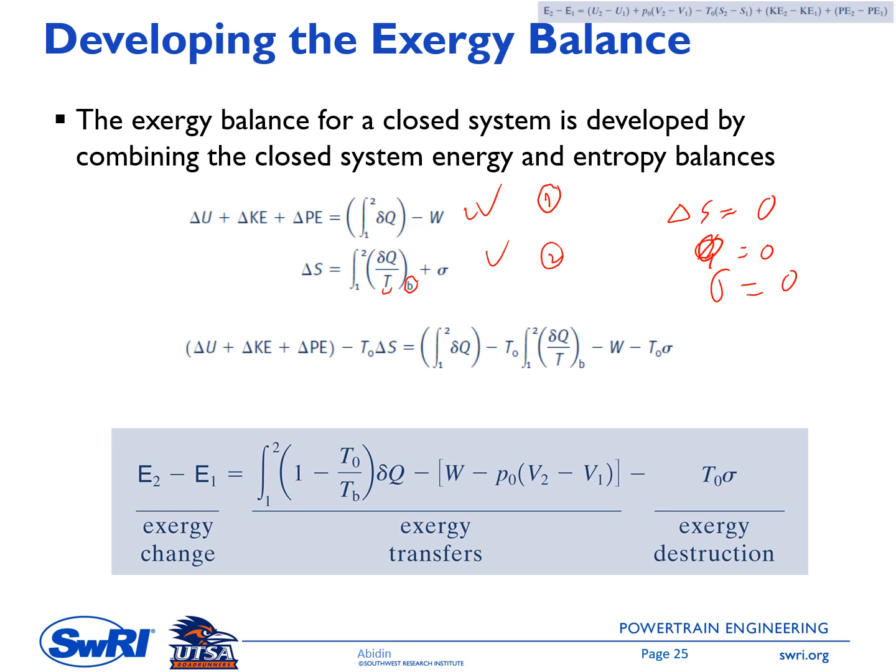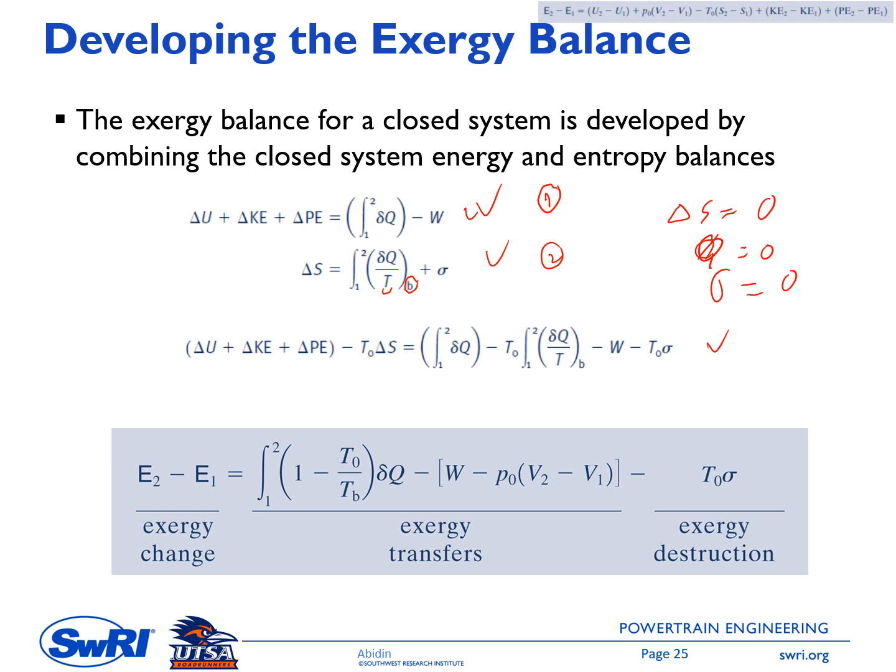Okay, so we have this formula, and then if we substitute the heat transfer in the first equation with the second equation, you will have this one. On the left side you have the change of the system energy minus T0 times delta S. On the right side, first is the integral of delta Q, then minus T0 times the integral of delta Q over TB, minus W, minus T0 times sigma.